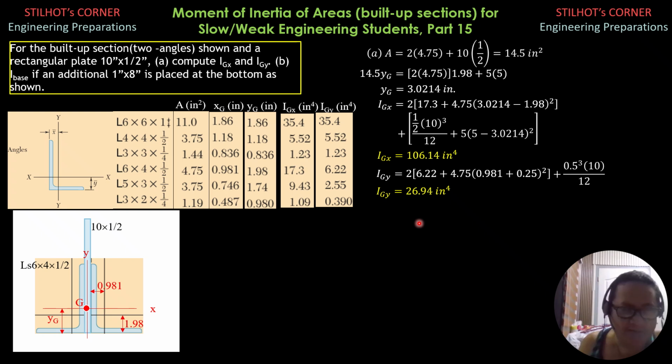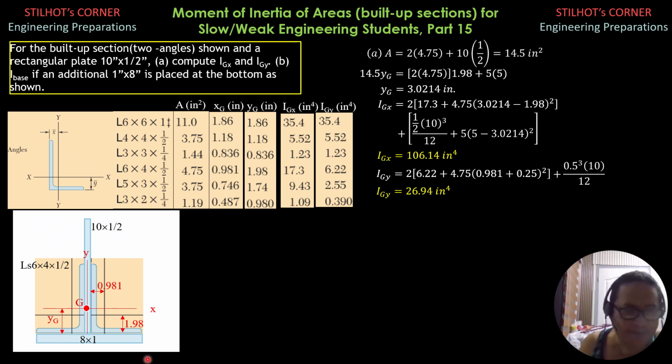Now, for the second part, with respect to the base, with this additional rectangular plate, which is 8 by 1 inch, we have to compute the moment of inertia with respect to the base. We transfer the centroidal moment of inertia of each angle. Then we transfer also the centroidal moment of inertia with respect to x of the plate to this base here.